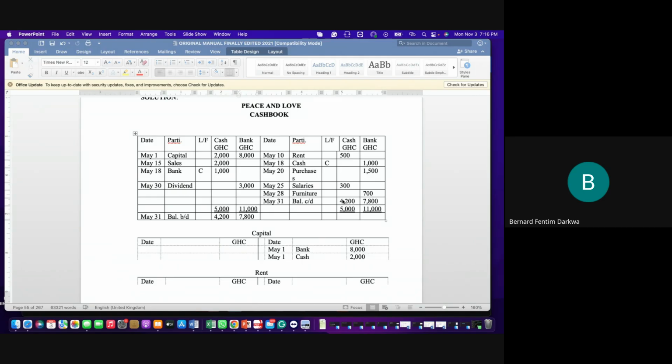So see, there's a 31st May. Look at the balance CD, 4,200 for cash. Then it will come here. This date is wrong. Why? This one should have been what? June. So June 1st.